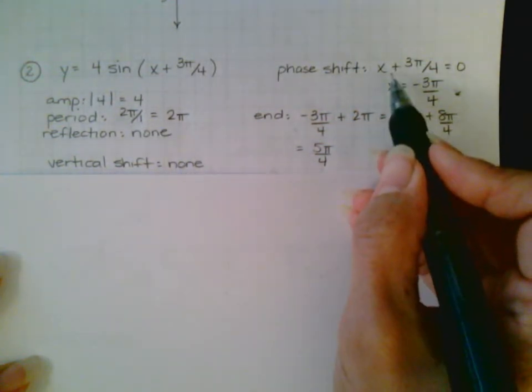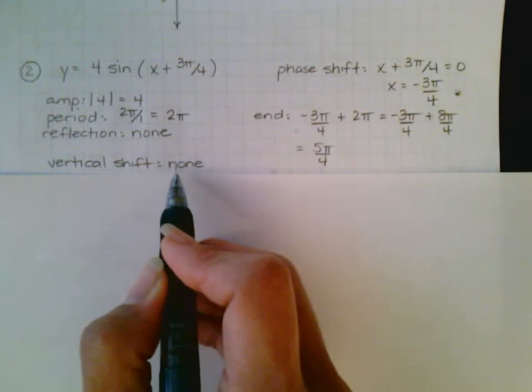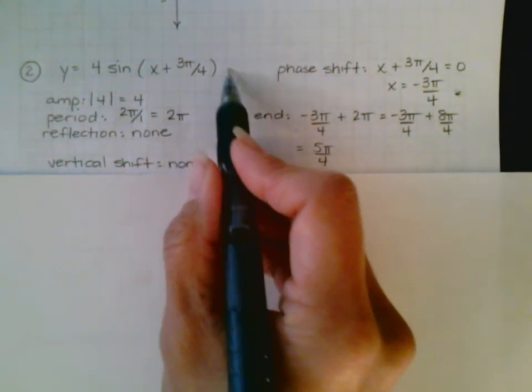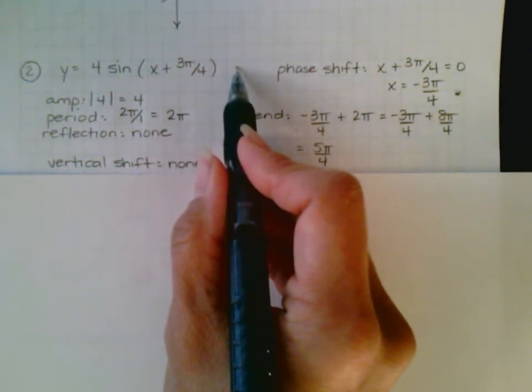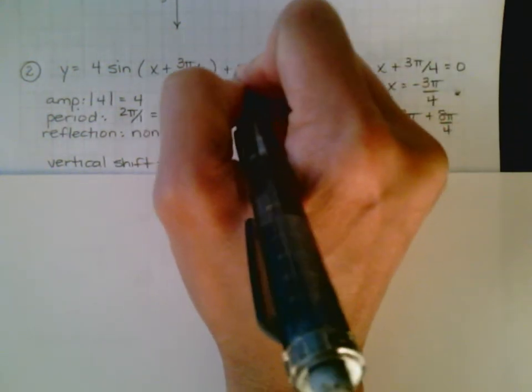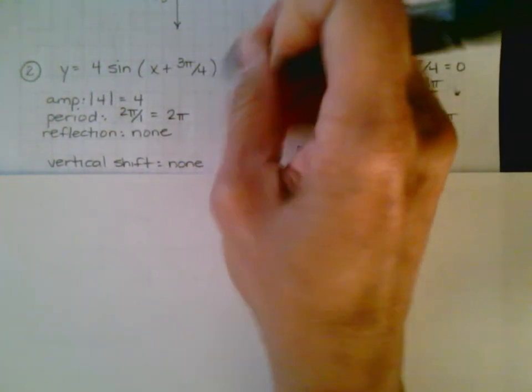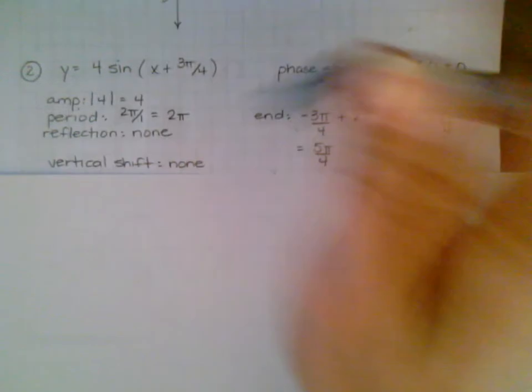Our vertical shift, I kind of put it out of order, but there isn't any, because again, there's no adding or subtracting of any number on this side, okay? If there was a vertical shift, you would see something like a +5, and then you would tell me, oh, it's going up 5 or something like that. Or -3, you'd say it's going down 3.